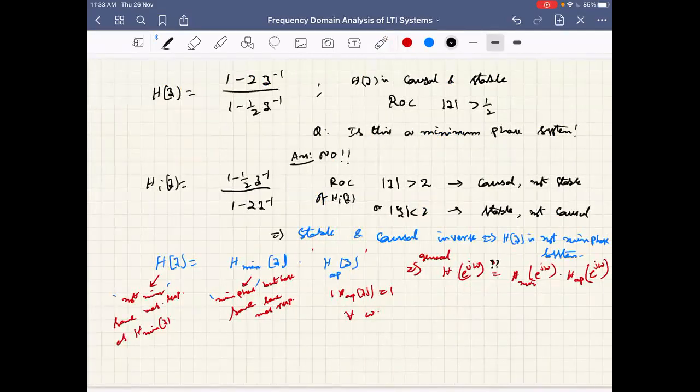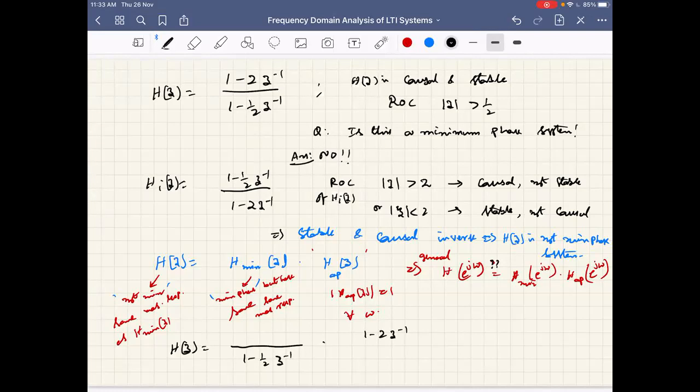So now let us take this example. Say H of z is now given. Let us write only the term 1 minus 2 z inverse, whose zero is outside the unit circle, on this side, and the terms whose poles or zeros are inside the unit circle on this side. Okay, so this doesn't disrupt the minimum phase structure.